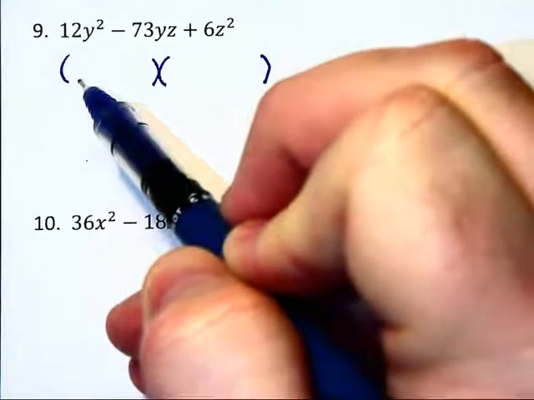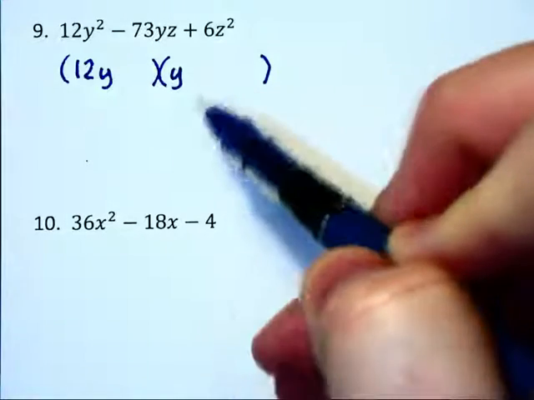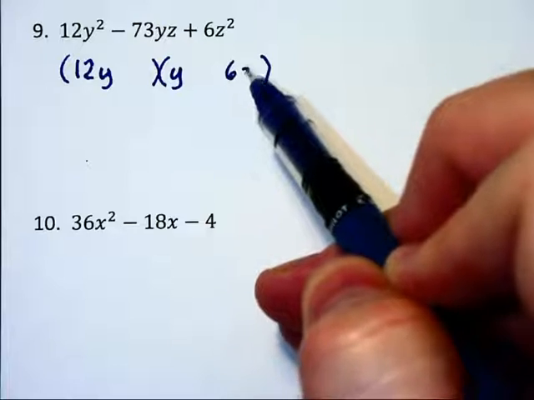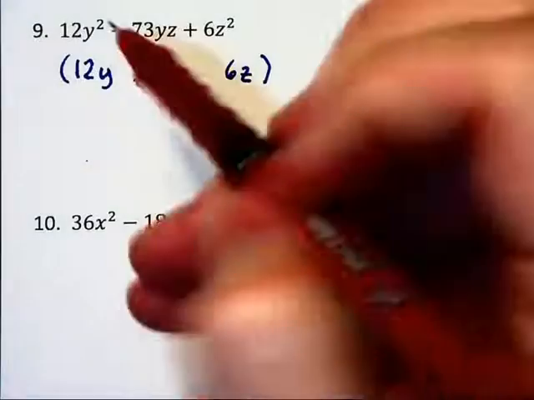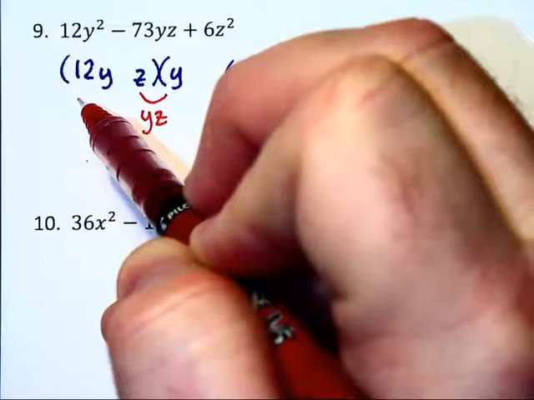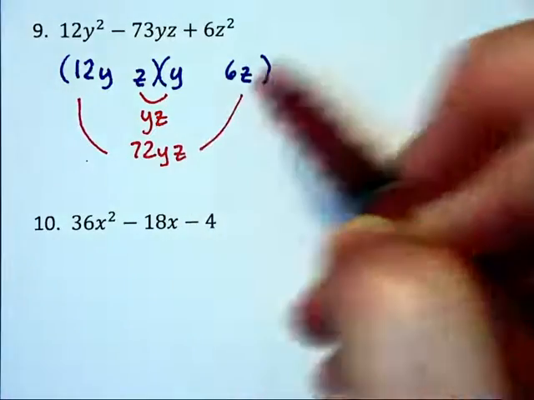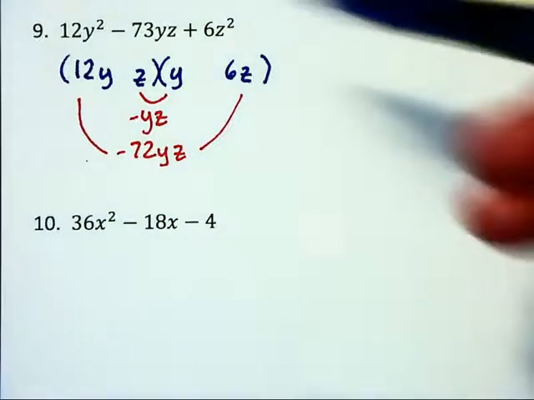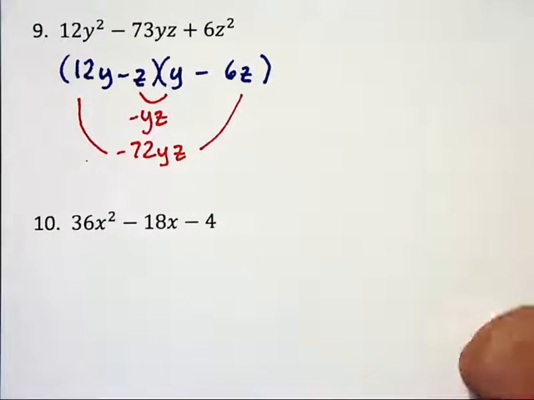So this time instead, I'm going to try kind of a split approach where I go 12y and 1y, and then I'm trying to make a 73, and if I put a 6z at the end and just a 1z there, that will likely help us with what we're going for. We have a yz as the middle terms, and we have a 72yz as the outer sum. And notice if they are both negatives, then we will have our negative 73 in the center. So both of these should become minus signs, and there we have it.